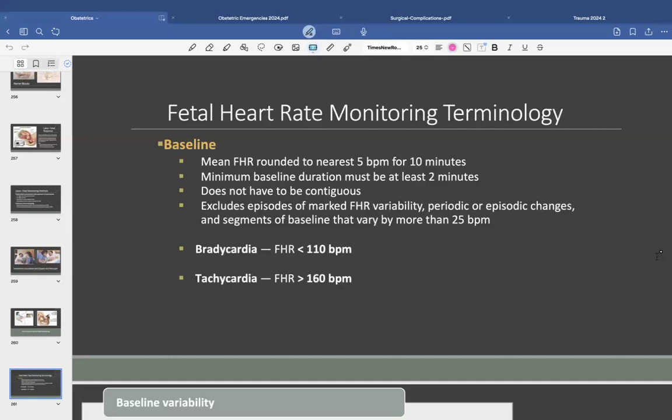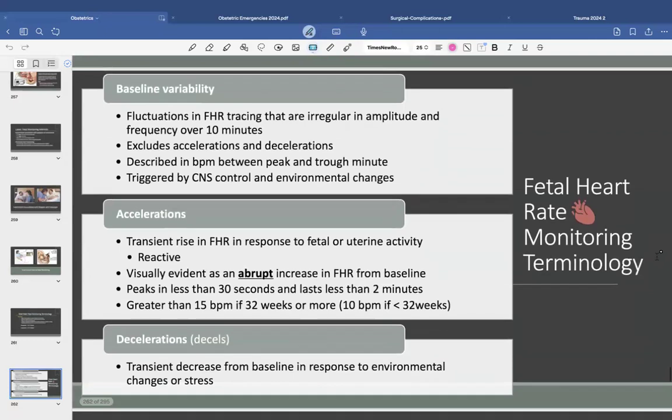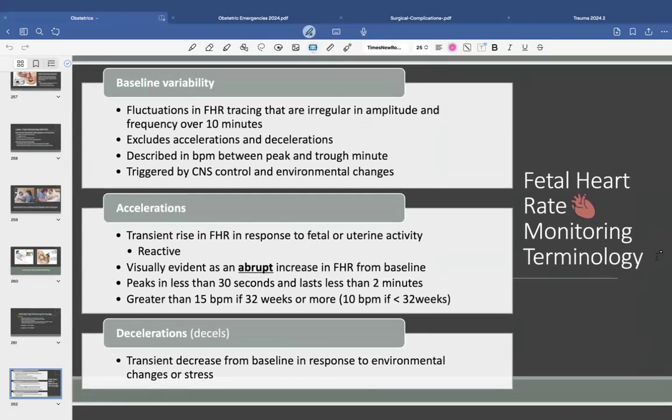So we're going to look at a couple of different things, how the baby is responding to that stress. The baseline variability is a fluctuation in the tracing, so it's irregular over about 10 minutes. This does not include accelerations and decelerations. We're going to look at that in a second.